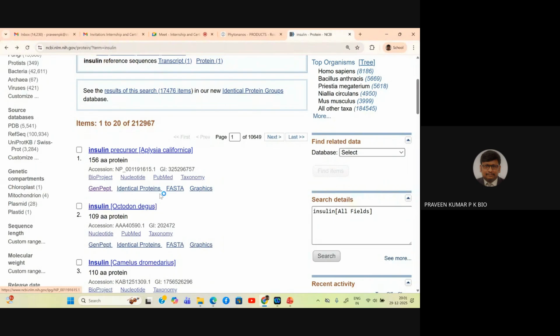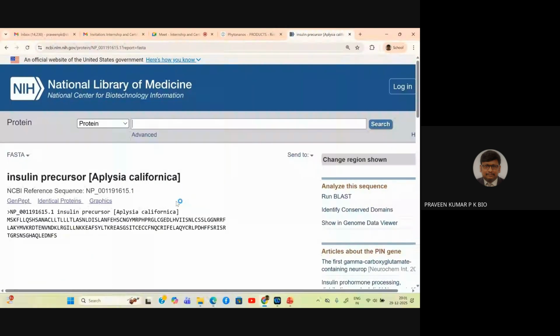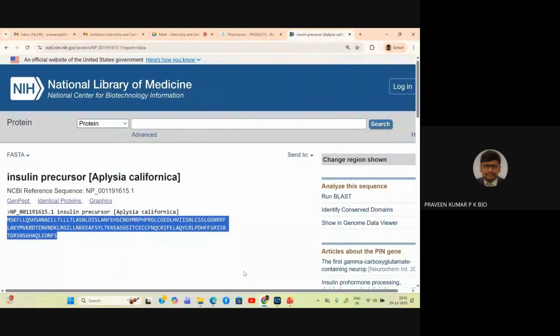This is a partially annotated data format. This is a no-annotation data format, that is FASTA. If I click FASTA, the first line gives you the identifiers. The first identifier is the accession number, the next is the locus name, in which we can see the protein name as well as the species name. So the first line has only the identifiers of the data, and in the second line you can find the sequence.